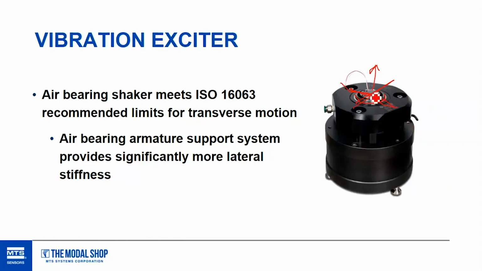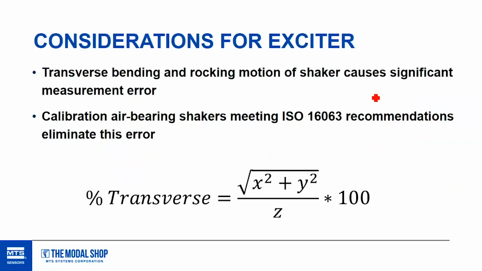And you can see the effect on the data here. For your exciter, you're interested in what that transverse motion is. It's something that is actually defined in ISO 16063 as a recommendation for what your value for percentage transverse should be in different examples and different frequency ranges. So depending on the uncertainty of the calibration that you're interested in achieving, it gives some general guidelines for what percentage transverse you should look for in a shaker.